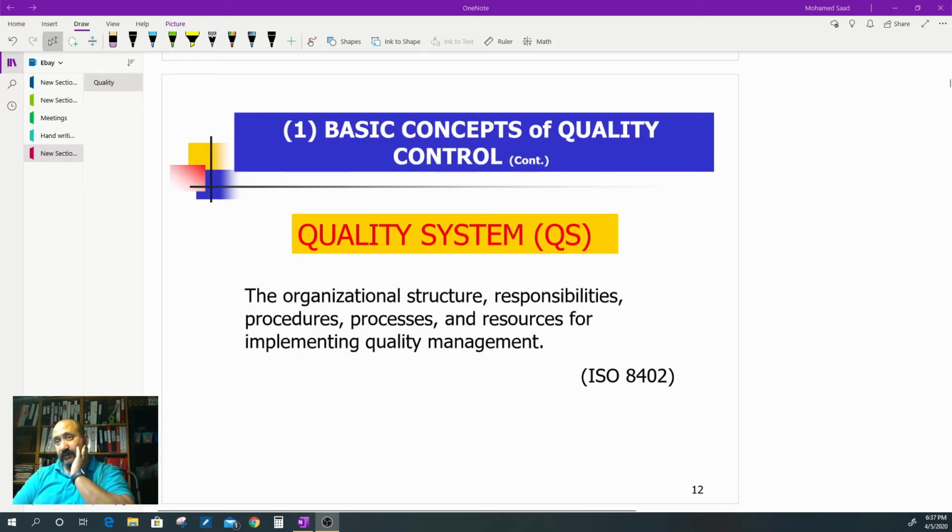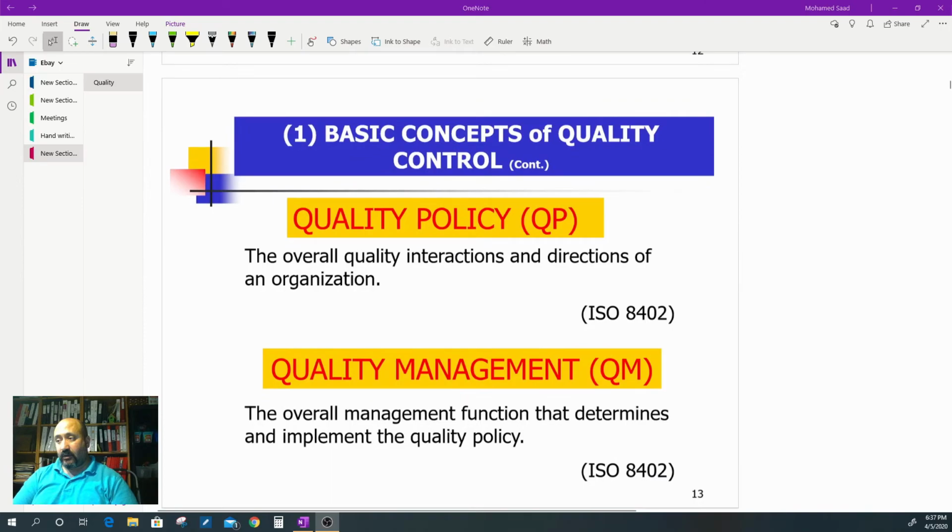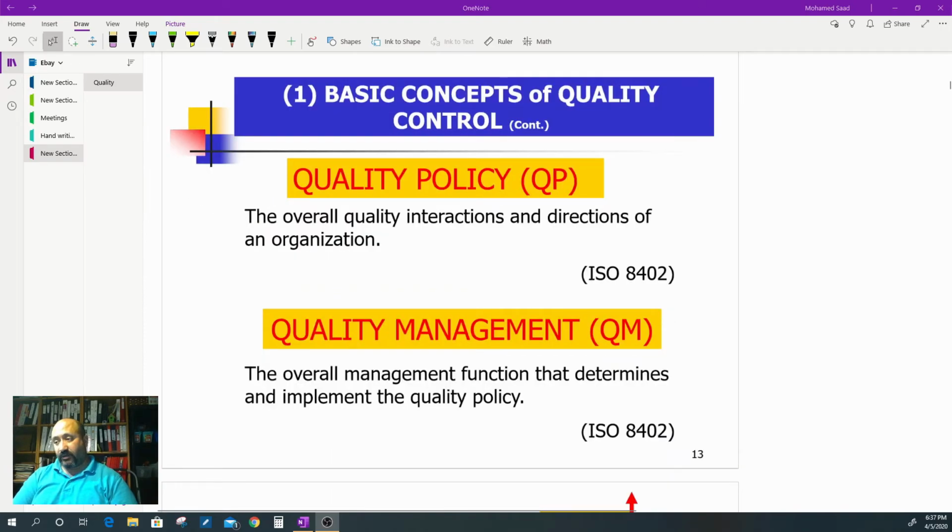So this is the structure that you have in the company, the hospital, the hotel, or whatever the facility or organization is. The structure, responsibilities, procedures, processes, and resources, all of this is what's called the quality system, and it's what we use to implement quality management. And quality management itself, let me jump to the second one, is the overall management function that determines and implements the quality policy. So quality management is the one that sets the quality policy and manages the whole organization toward applying it. And the quality policy itself is the overall quality intentions and directions of the organization.